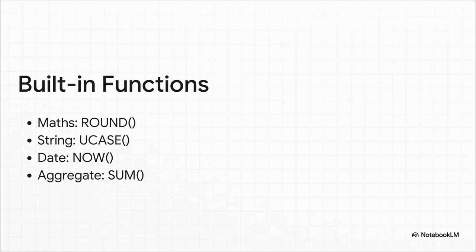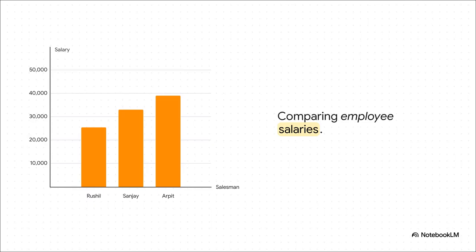For instance, we can take those aggregate functions like sum or avg and use them on numerical data to get immediate business insights. Here is some actual salary data pulled straight from our salesman records. Using aggregate functions, we could instantly calculate that our total payroll for these three is almost $100,000, or find the average salary with just one quick command.